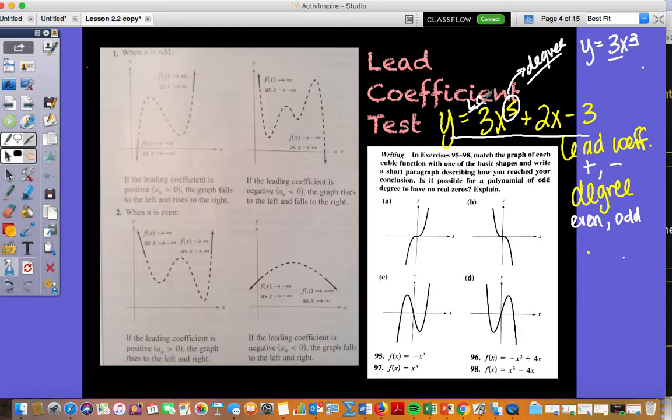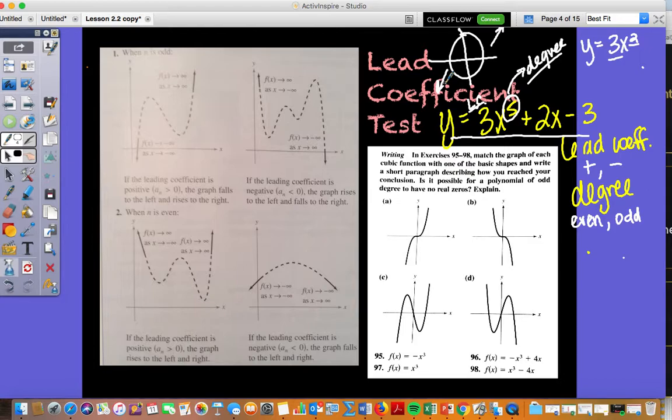It's positive, and what would be the degree? It's odd. Okay? When it is odd, think of like x to the third. It will rise and fall in opposite directions. Does that make sense? Okay? So it could either be this way or it could be this way. Right? So in this situation, because the lead coefficient is positive, we don't know what's going to happen in the middle of this graph, but what we do know is that we rise right and fall left.